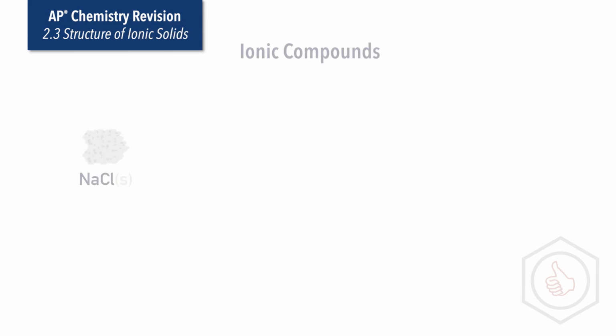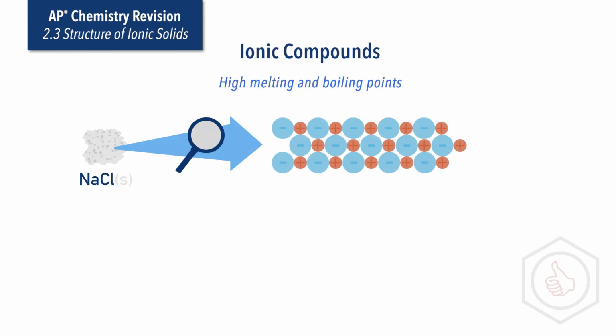Ionic compounds generally have high melting and boiling points, meaning they exist as solid lattices. Highly ordered structures which contain positively and negatively charged ions arranged in a repeating regular pattern. This structure arises from strong electrostatic forces between the oppositely charged particles.